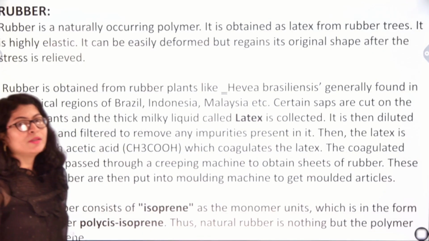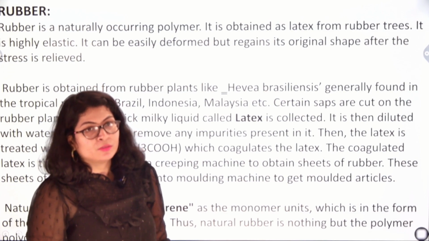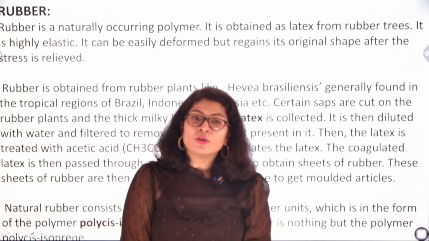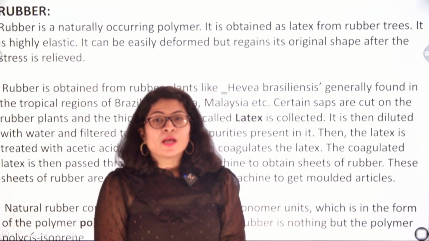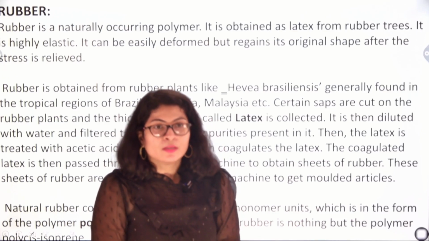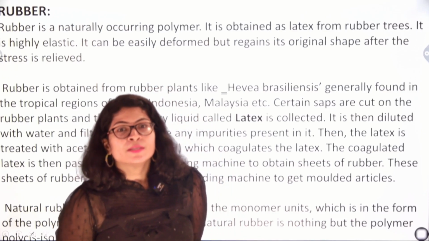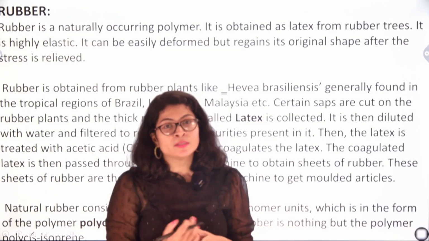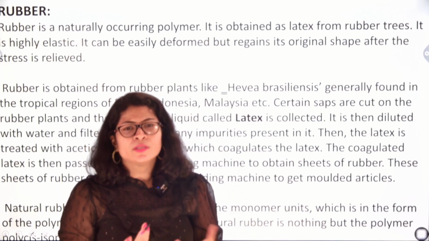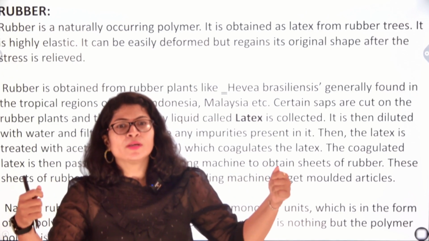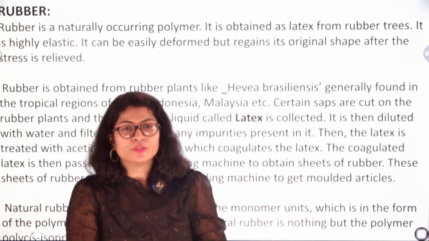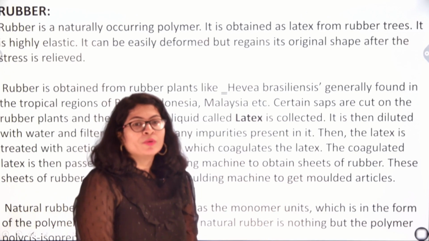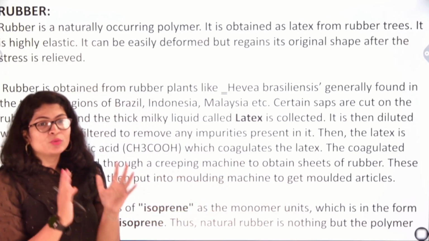Now we have the next polymer, which is rubber. Rubber is a naturally occurring polymer. It is obtained as latex from rubber trees. It is highly elastic. It is easily deformed but regains its original shape after the stress is relieved. Obviously, we have all seen rubber, right? If you pull the rubber, it elongates, and when we leave it, it comes back to its original shape. So when stress is removed, it regains its original shape.